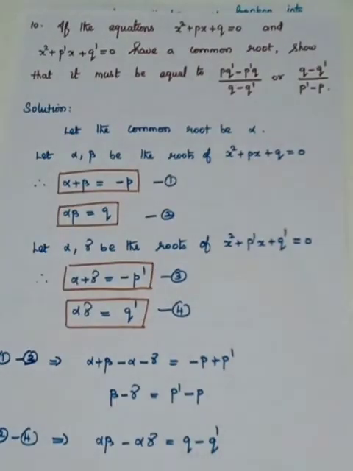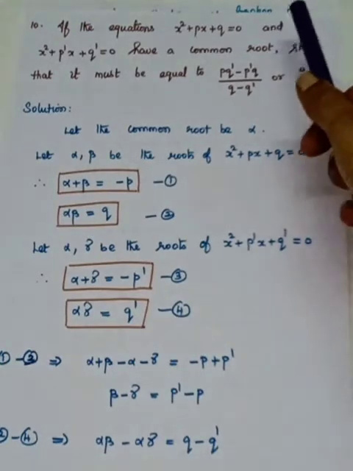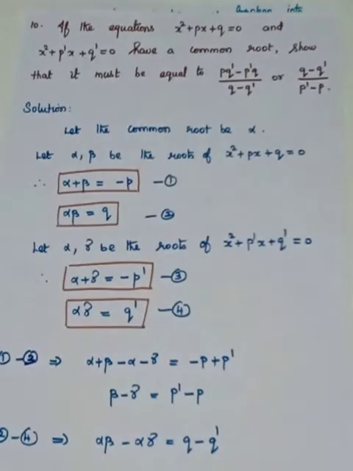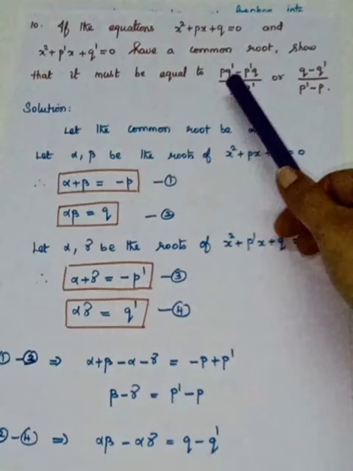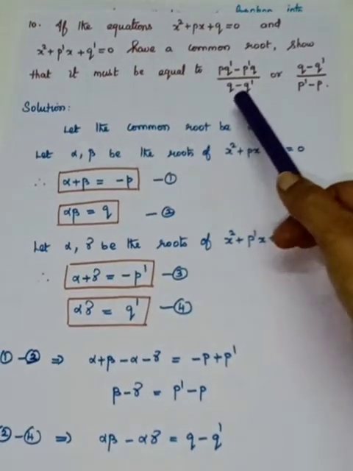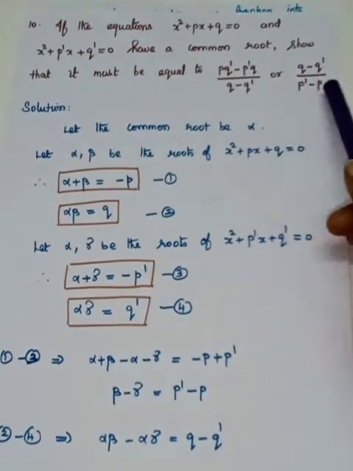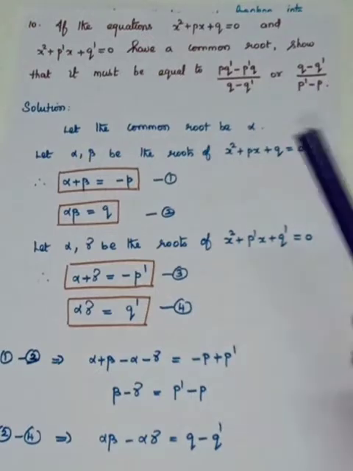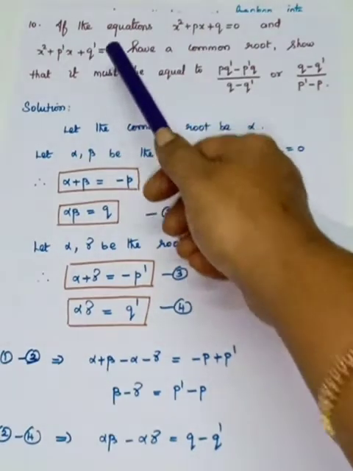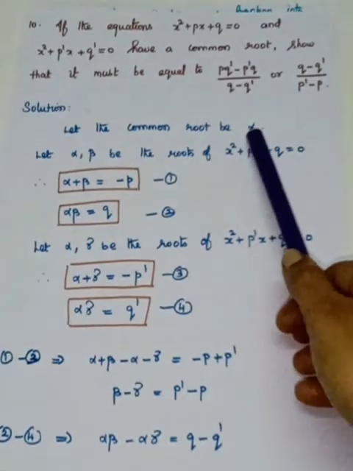And coming to problem number 10. If the equations x squared plus px plus q equals 0 and x squared plus p dash x plus q dash equals 0 have a common root, show that the common root must be equal to pq dash minus p dash q divided by q minus q dash, or q minus q dash divided by p dash minus p. So for these two equations, let the common root be alpha.